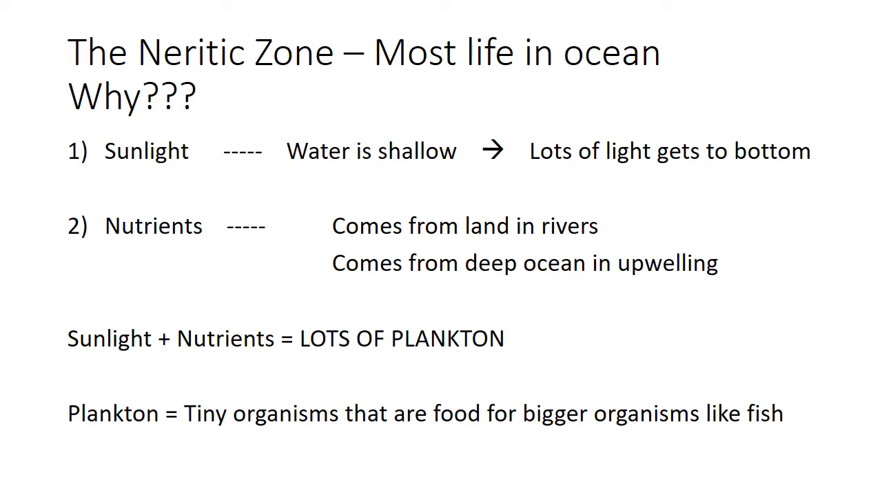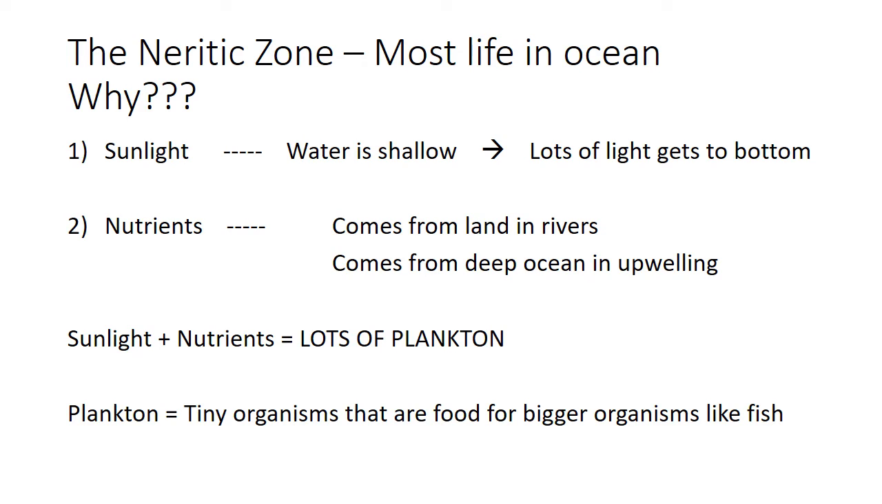The neritic zone has the most life in all of the oceans. This includes seaweed, fish, and bigger animals like whales. Why is this the case? Well, the neritic zone gets lots of sunlight. Why? Because the water is shallow. Lots of light gets to the bottom.